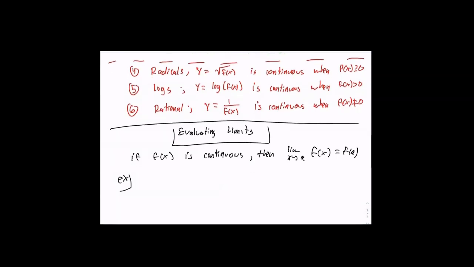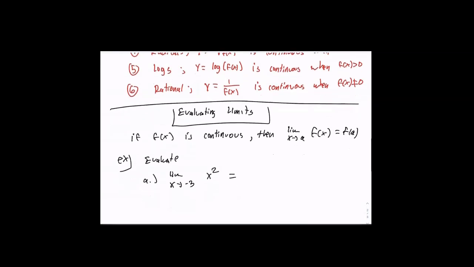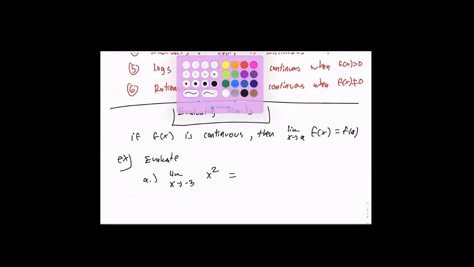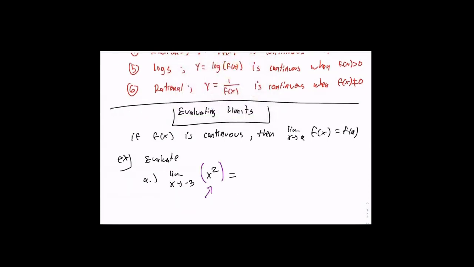So here's the example. Evaluate A. What is the limit as x approaches -3 of x squared? So that's the question. This is a basic limit type of problem. Well, when I look at this function right here, y equals x squared is a polynomial. This is what I'm thinking of in the back of my head real quickly. It's a polynomial, so which means it's continuous.